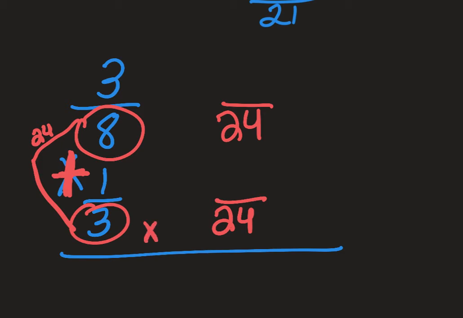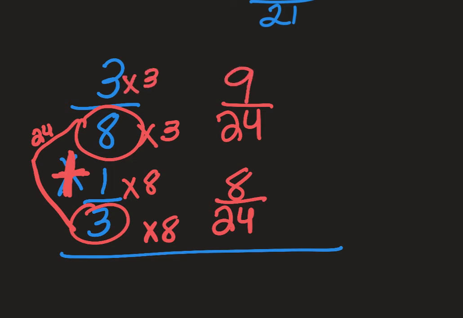3 times what is 24? 3 times 8. Whatever you times your denominator by, you times your numerator by. So 1 times 8 is 8. 8 times what is 24? 8 times 3. Whatever you times your denominator by, you times that numerator by. 3 times 3 is 9.